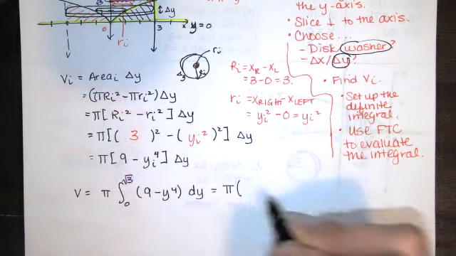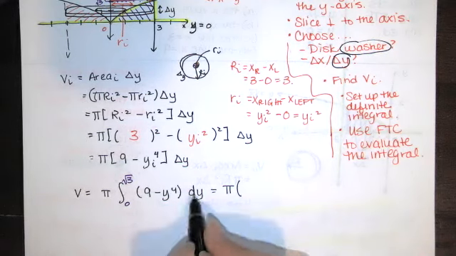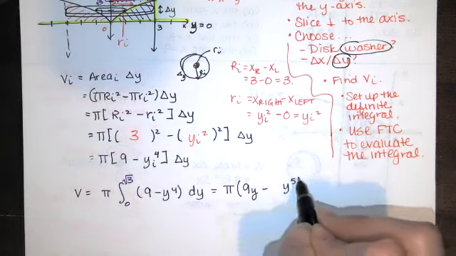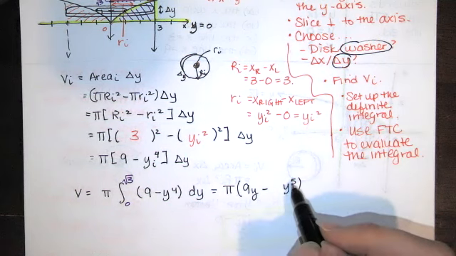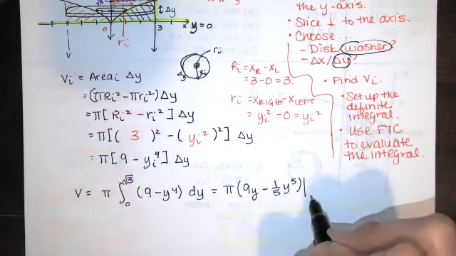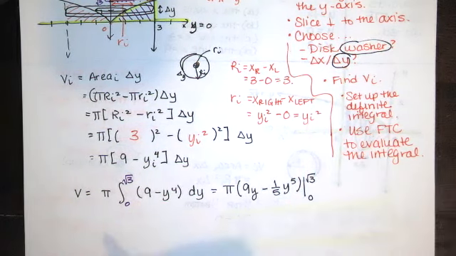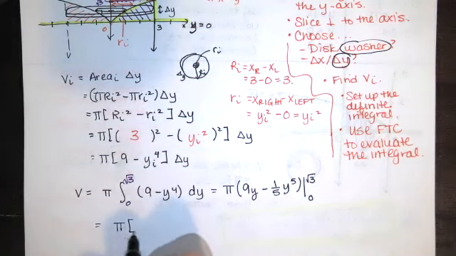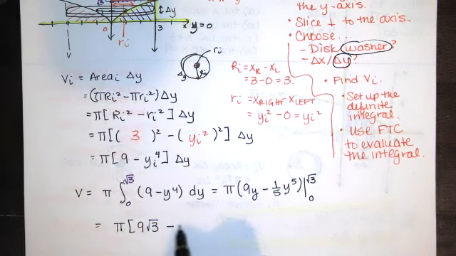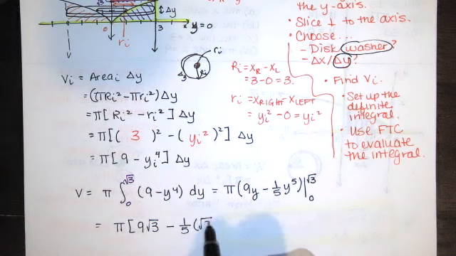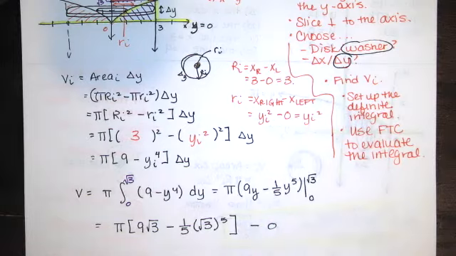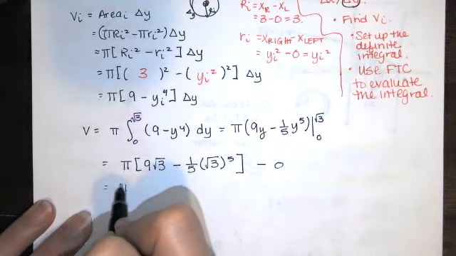So we've got a pi there. The antiderivative of a constant is our constant times our variable. In this case, our variable is y. Over here, we're going to add 1 to the exponent and then divide by the new exponent. So we're adding 1, so we get 5, and then we'll divide by 5, which is the same as multiplying by 1/5. And then we evaluate from y equals 0 to y equals the square root of 3. So we have pi times 9 evaluated at square root of 3. We're going to have 9 times the square root of 3 there, minus 1/5 times the square root of 3 raised to the 5th, minus all of this evaluated at 0, which is just 0.